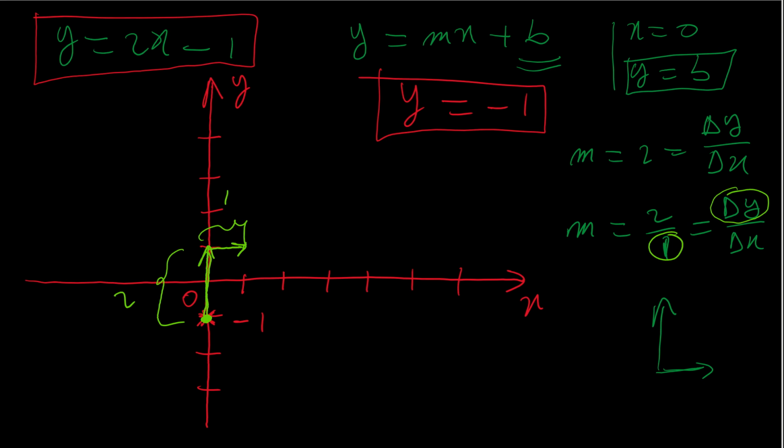Now I can just connect these 2 points to make the equation of my line. So this is the equation. It's that simple. Now let us pick another example, which is the case of number 2. In the second case, we have 3x plus y equal to 1.